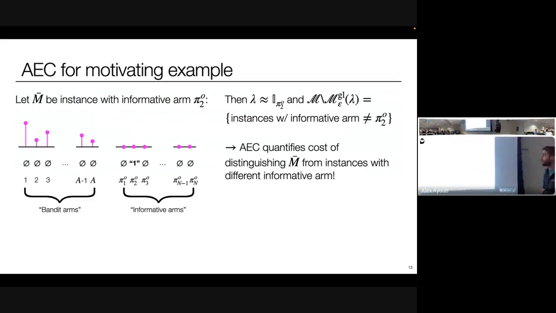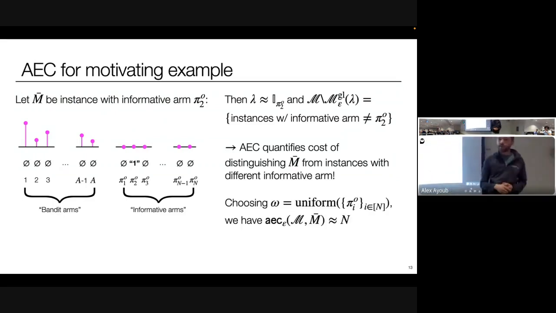So in this case, the AEC quantifies the cost of distinguishing M bar from instances with different informative arms, which is precisely what we wanted to capture. This is really precisely quantifying the cost of identifying the informative arm. I also want to emphasize here that you could have instances that have different optimal decisions. Like maybe the optimal arm is arm 3, but it has the same informative arm. The AEC won't distinguish between those because it doesn't care if it has a different optimal decision. It cares if it has a different optimal allocation.